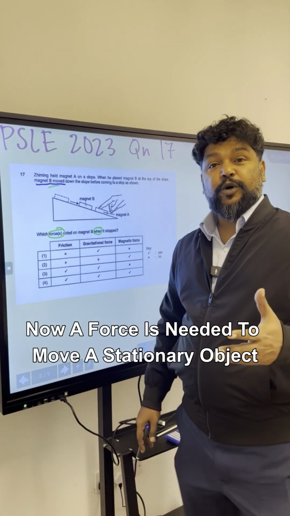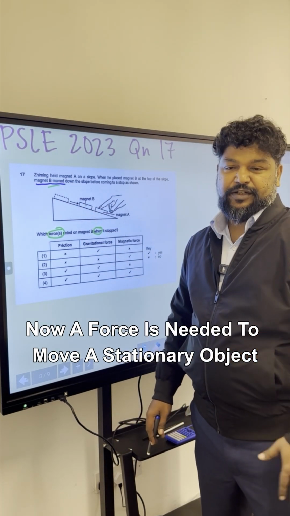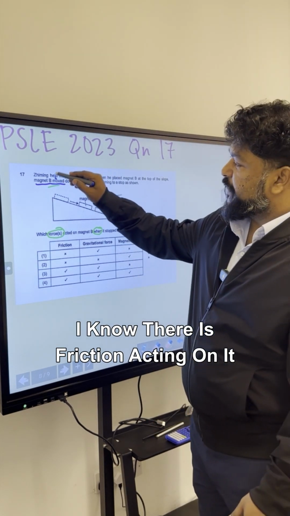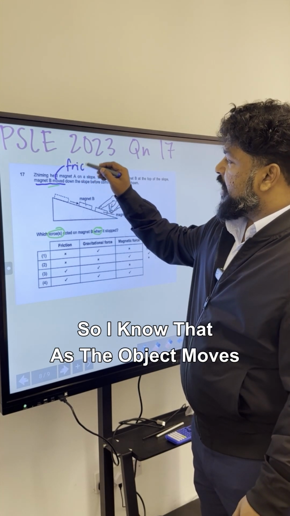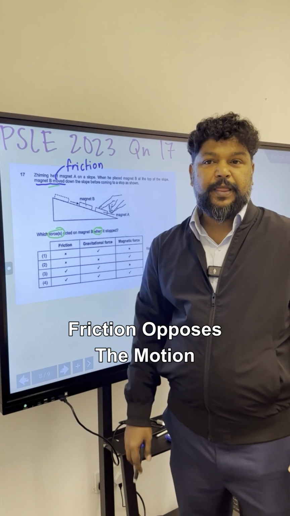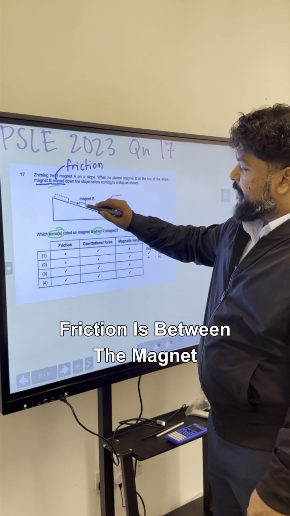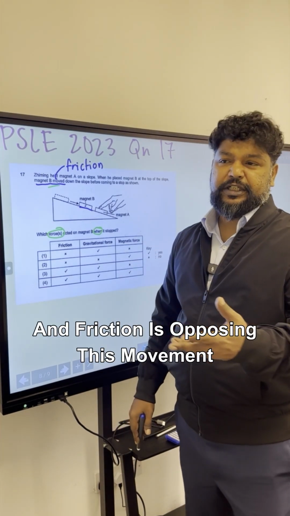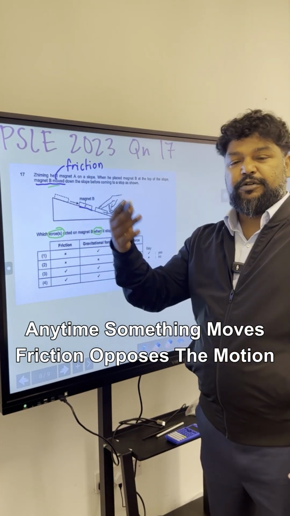Now, a force is needed to move a stationary object, and every time an object moves, I know there's friction acting on it. So I know that as the object moves, friction opposes the motion. Where is the friction? Friction is between the magnet and the surface of the ramp. And friction is opposing this movement. Anytime something moves, friction opposes the movement.